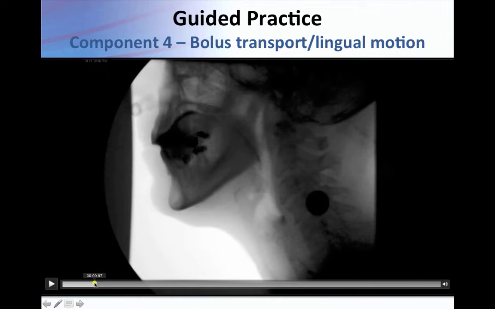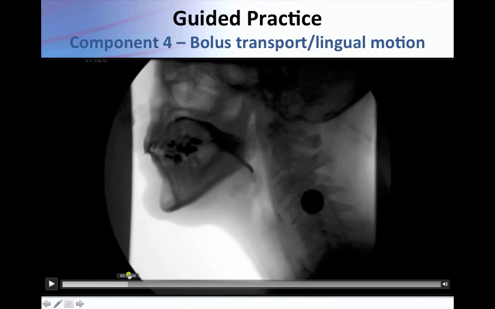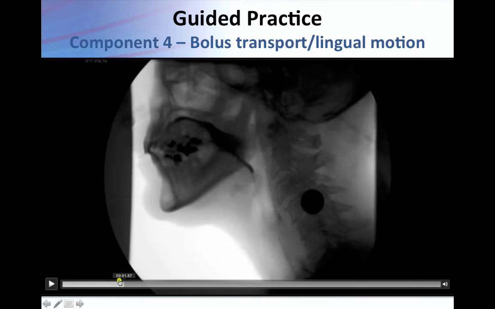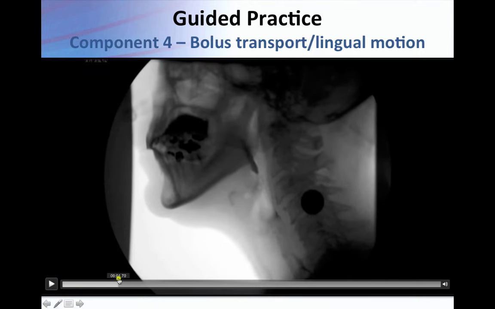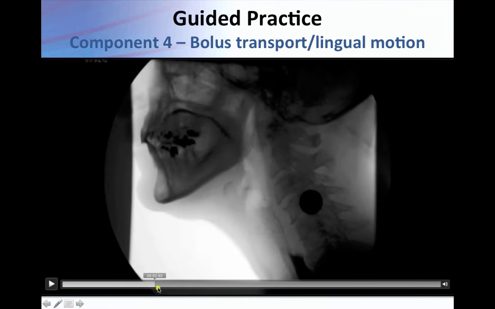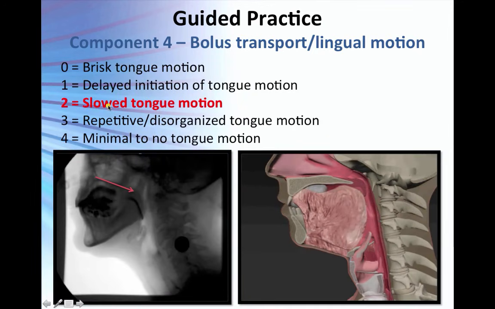But once he starts to move the bolus back, he's getting a grip on it, it progresses in a productive anterior-posterior motion, but it's somewhat slow. It's not repetitive, and you can see residual in the oral cavity, certainly signaling that there's probably some issue with the strength, the pressure generation of the tongue. But that's what I would judge as slow, and that would be a score of 2, slowed tongue movement.